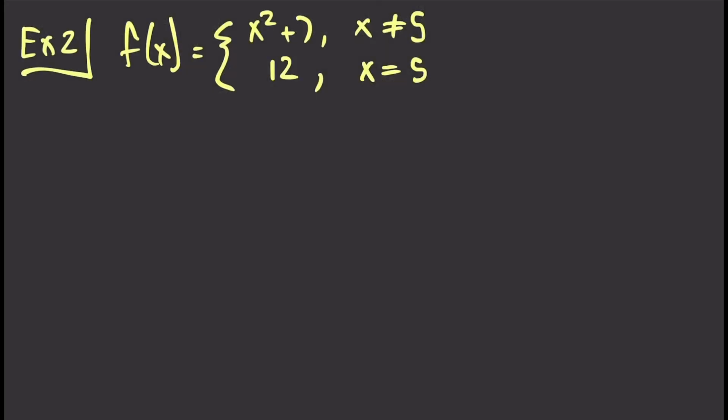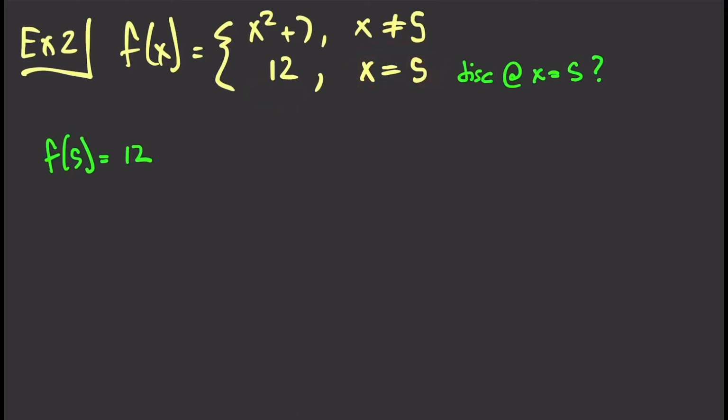In example 2, we see another piecewise function. Upon further examination, we notice that the top piece, x squared plus 7, is continuous. 12 is continuous, that's a constant. So the only place we could potentially have a discontinuity is 5. And again, I don't know that. We're going to determine that right now. So let's evaluate the function at 5. When x equals 5, the y is going to be 12, so that's simply 12.